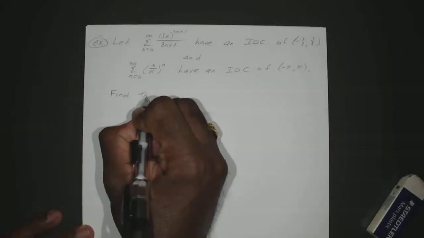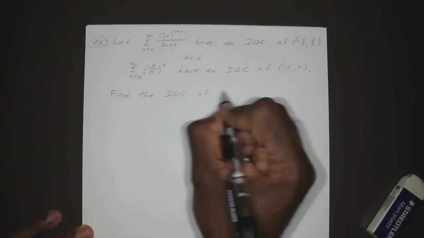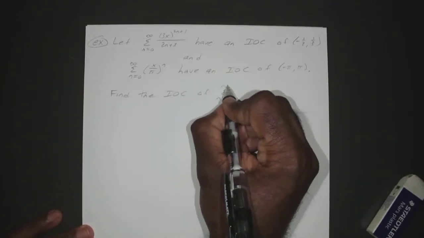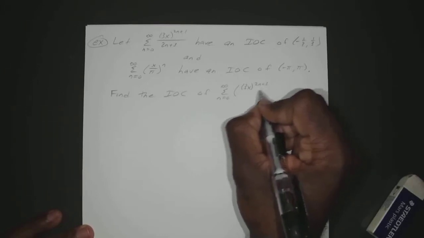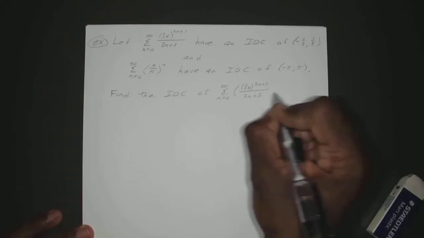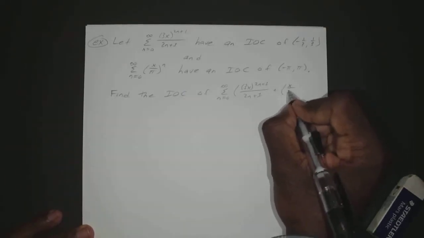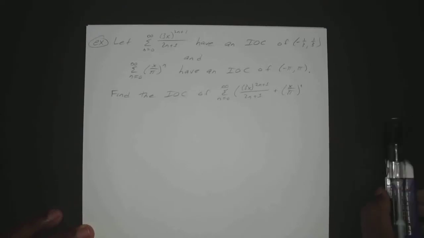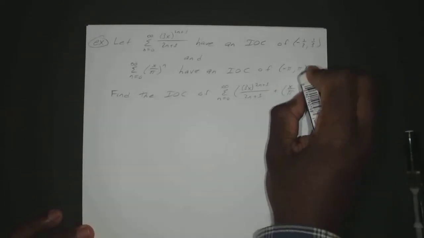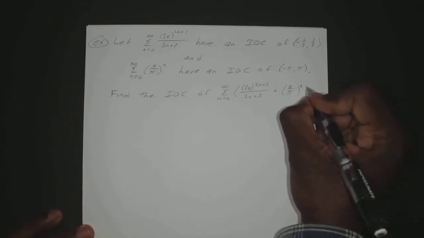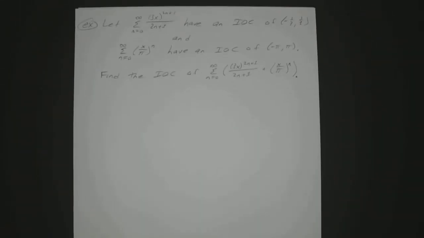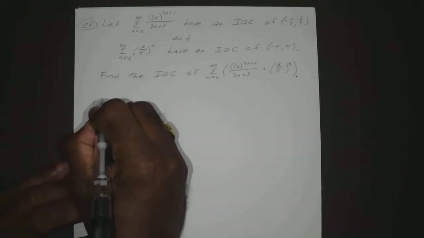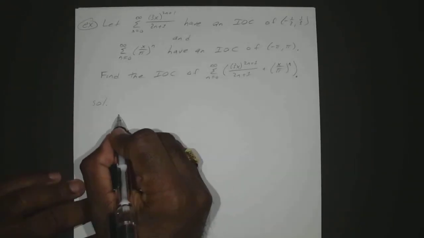Okay, so find the interval of convergence of the sum from n equals 0 to infinity of 3x to the 2n plus 1 power over 2n plus 1 plus x over pi to the nth power. And give the answer using interval notation.